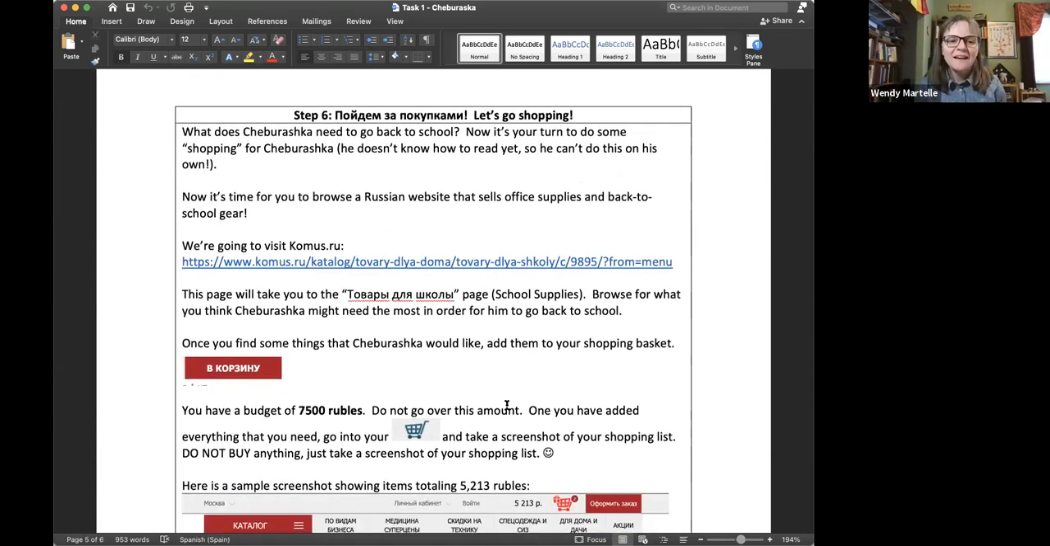I had them go into the Russian Office Depot, I guess, to look for school supplies. I view this as an input-based task. They listen to videos, and they're navigating a website. They're putting items in a shopping list. They were given a budget, and it says, based on this budget, add some things to the shopping list. Take a screenshot of your shopping list, and that's your assignment.